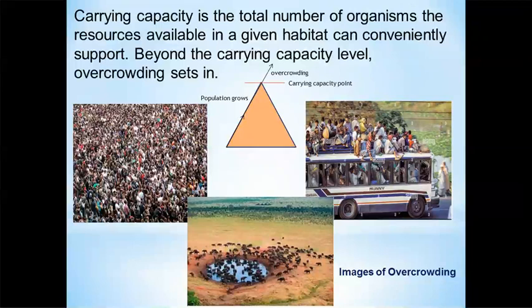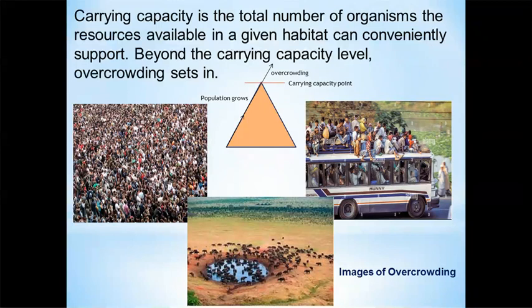Now, if you look at this image here, there is the triangle. It shows increase in the growth of population. As the population is increasing, the resources should be able to take care of them. Okay? It gets to a point whereby the resources will just be enough to support the increasing population, and that point is called the carrying capacity point. Now, if the population continues to increase and becomes more than the resources available, then we say overcrowding has occurred.